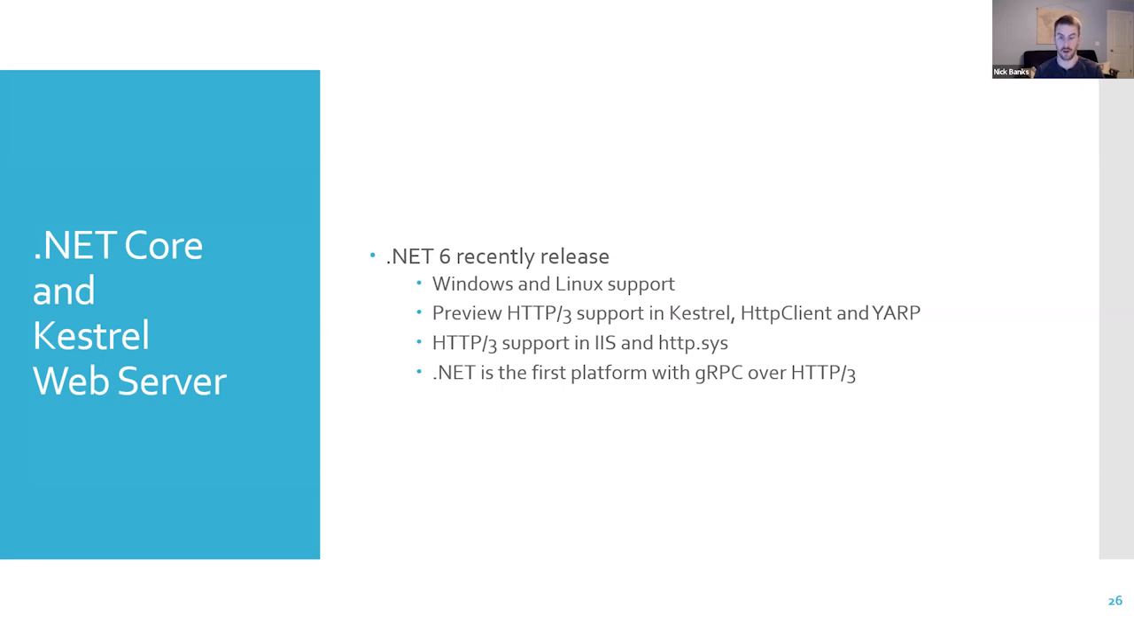HTTP3 in .NET is already used in several different applications and APIs, including the Kestrel web server, the HTTP client API, and YARP, their recently released reverse proxy. .NET was also the first team to integrate HTTP3 into their gRPC solution, and they have active, I think, documents and requests out for how to integrate that into HTTP3 or into gRPC.